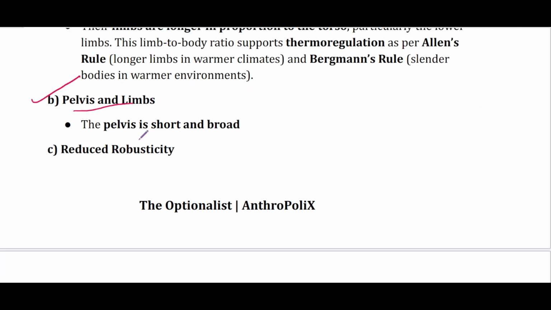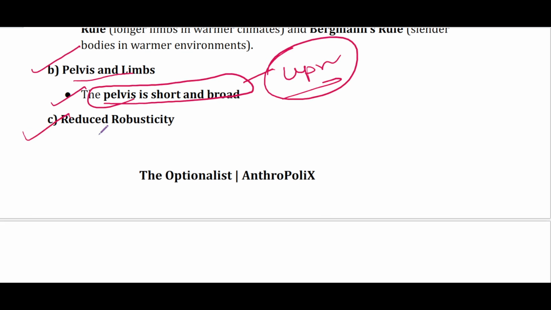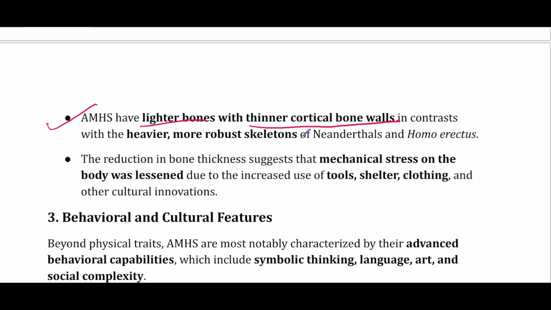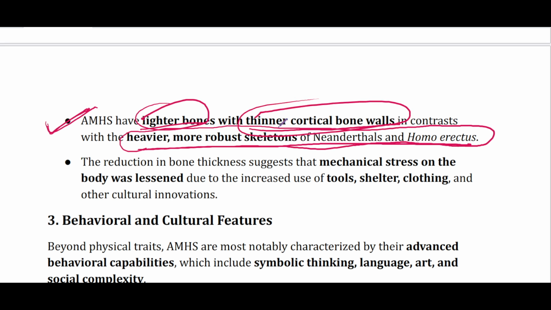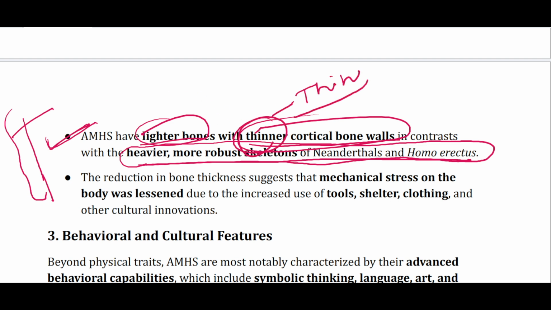Now, as of pelvis and limbs, so the pelvis, it is short and broad to support upright walking and balance. Then the reduced robusticity, जो अभी पहले बता दिया है. We have lighter bones with thinner cortical bone walls, which is in contrast with heavier, more robust skeleton of Neanderthal and Homo erectus. So ये चीज तो पहले ही बता चुके हैं कि Neanderthal and Homo erectus, both of them, they had the robust physical structure, whereas the AMHS, they have lighter bones, and this thing is new for someone. Thinner cortical bone wall, which is nothing but जो outer layer है, bone के ऊपर जो tissue की outer layer है, it is known as cortical bone wall, and we have this bone wall thin. We do not have this outer tissue as dense as Neanderthal and Homo erectus.